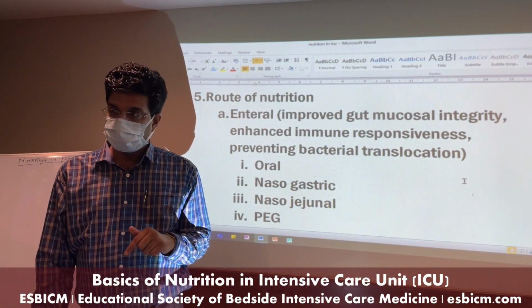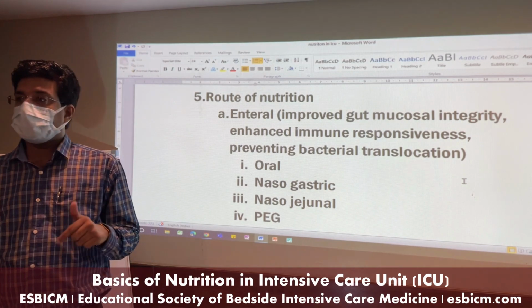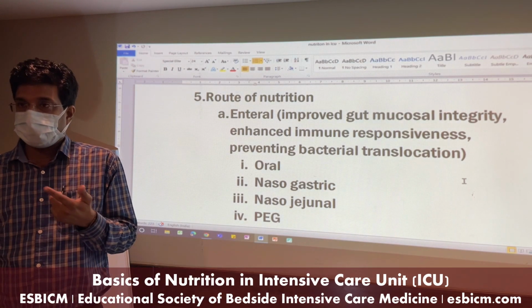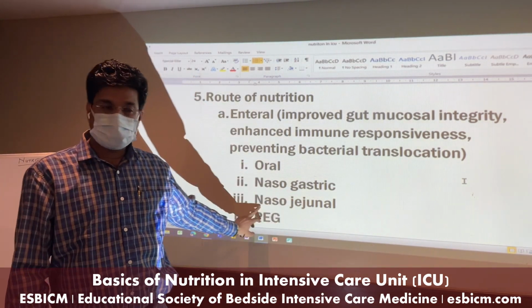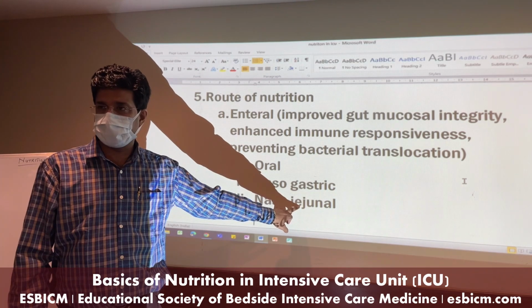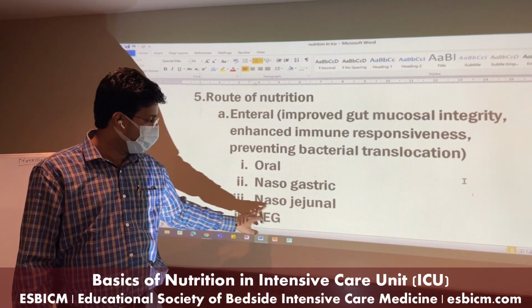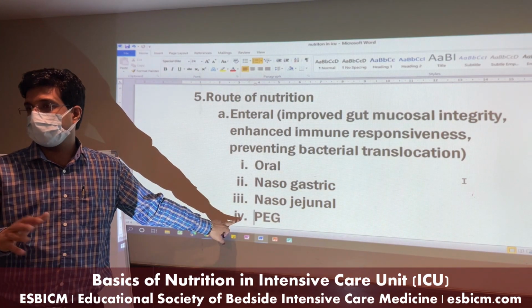Nasogastric is the most preferred route if the patient is not able to take orally. At times there can be intolerance, there can be aspirate. We'll discuss this. You can go to nasojejunal also, but this requires endoscopic vision. You need to provide different tubes, so it's not easy.